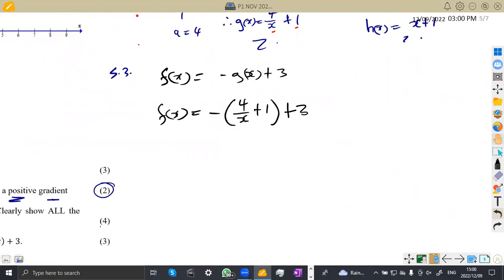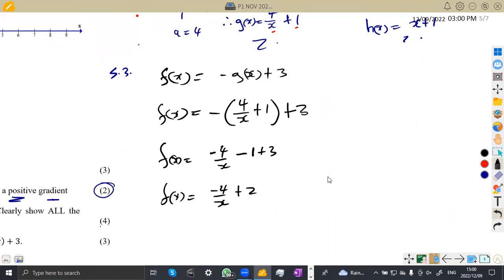Remember, we can take asymptotes from the equation, just like any other equation. So it's negative times 4 over x, which is negative 4 over x, negative times 1, which is negative 1, plus 3. So you can collect like terms. So f(x) is equivalent to negative 4 over x, negative 1 plus 3, which is positive 2.